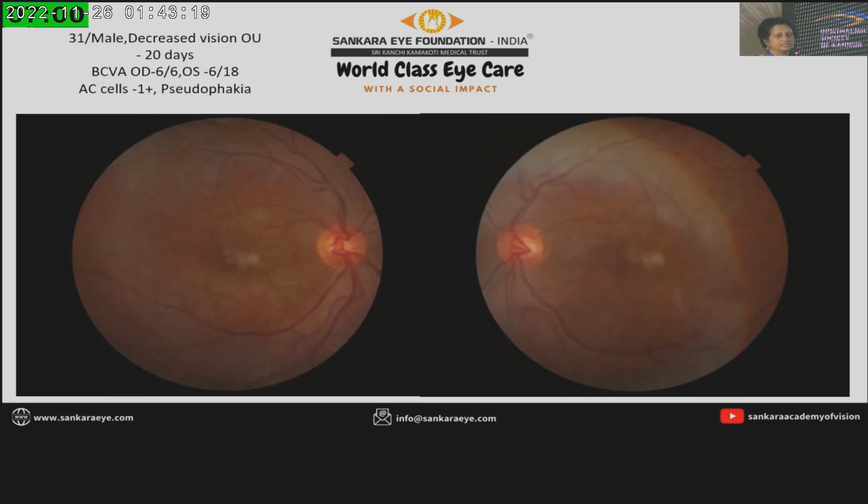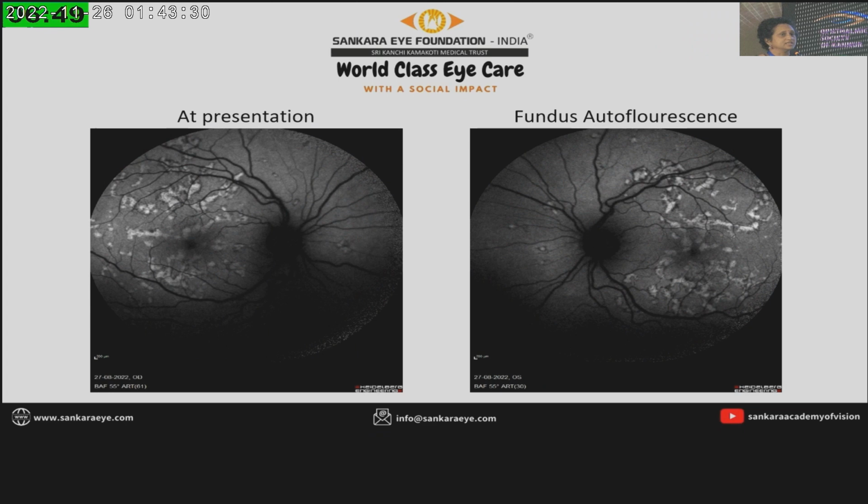The next case is choroiditis. We use oral steroids even in choroiditis with posterior segment involvement. This is a 31-year-old male with decreased vision in both eyes. On fundus evaluation, you can see multiple yellowish lesions along the arcades, more significantly seen in autofluorescence. Of course, autofluorescence is very important in uveitis. You can see the active lesion.